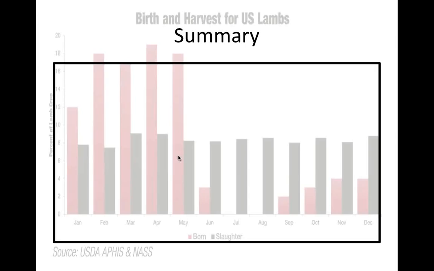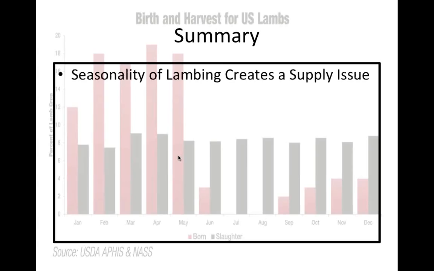So to wrap this up and summarize a bit, I think if you followed through, you would agree that seasonality of lambing creates some supply issues, and that has negative consequences throughout the industry, all the way from the producer to the feeder to the packer to the wholesaler, restaurant, and even the consumer, who may pay more because of our seasonal issues with providing consistent fresh lamb to the consumer.